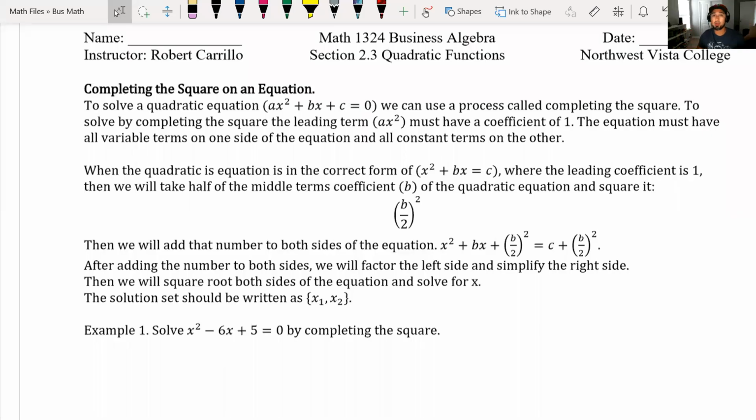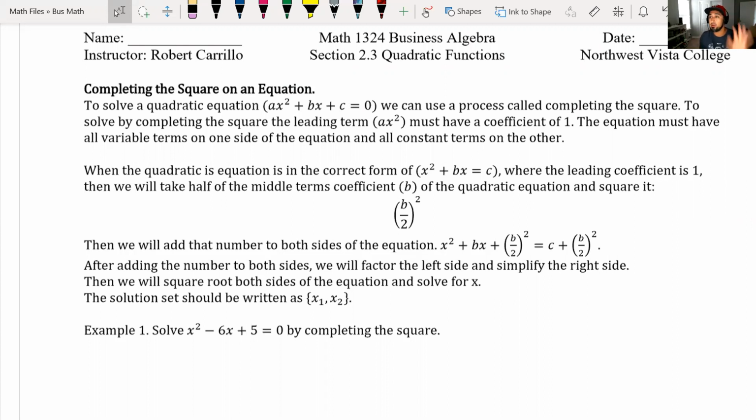All right, welcome everybody. This is 2.3, the first part of 2.3. So what I'm going to cover in this video is how to complete the square, how to do the complete the square process on a quadratic equation and on a quadratic function, okay? So this will be the first part of 2.3.